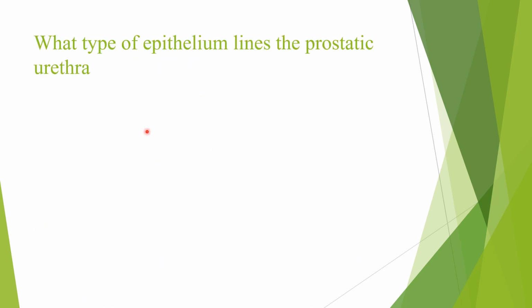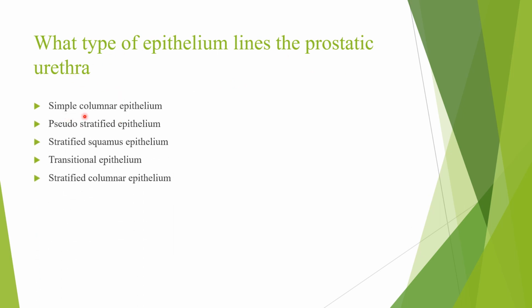Next MCQ: what type of epithelium lines the prostatic urethra? The options are simple columnar epithelium, pseudostratified epithelium, stratified squamous epithelium, transitional epithelium or stratified columnar epithelium. The correct option is transitional epithelium, because this epithelium is the continuation of the urinary epithelium in the urinary bladder and it is also present in the prostatic part of the urethra. It abruptly ends into the membranous part of the urethra.